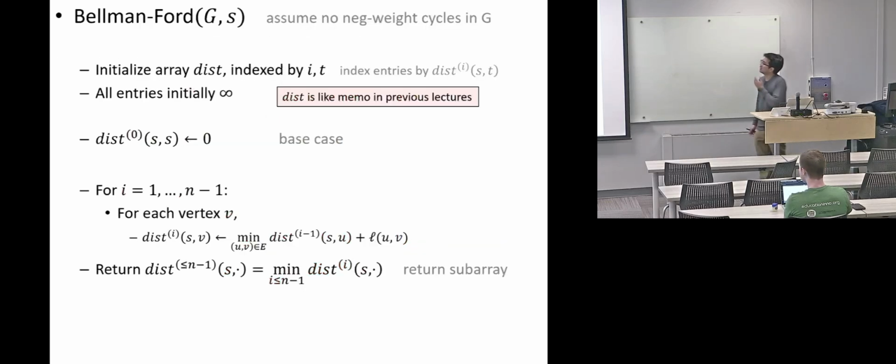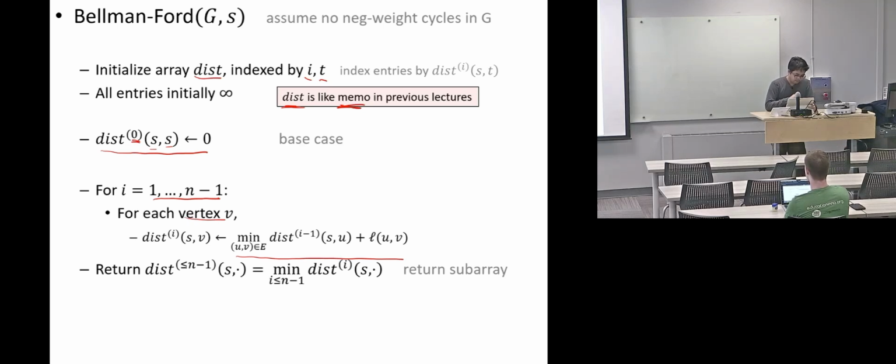You start by initializing your table, indexed by I and V. This is like the memo from previous lectures. You start with the base case, saying that the distance from S to S using no hops is just 0. Then you loop over I from 1 to n-1, and for each node you fill in this entry using your formula here.